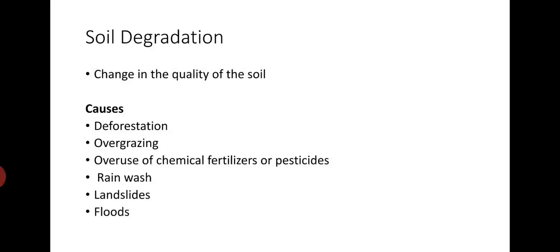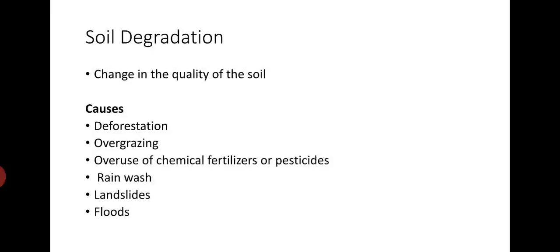That is deforestation. Deforestation, we have already discussed in land resource. Deforestation means cutting of trees on a large scale. Overgrazing of pastures leads to soil erosion. Overuse of chemical fertilizers or pesticides, because extra chemicals accumulate in the soil and the soil will be degraded.